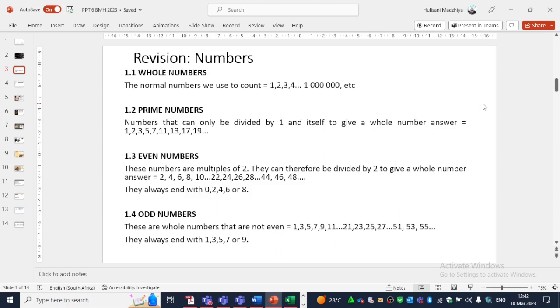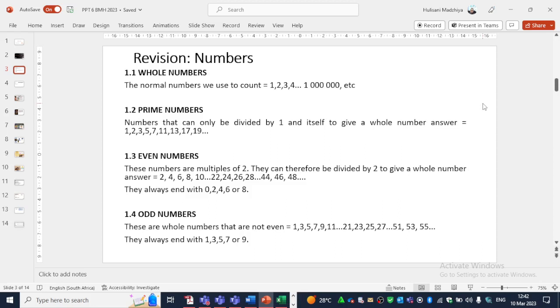So normally they always end with a 1, 3, 5, 7, or 9, meaning that if you found a number that ends with a 1, 3, 5, 7, or 9, you'll have to understand that that number is actually what we call an odd number. It's not an even number. And even numbers normally end with 0, 2, 4, 6, and 8.